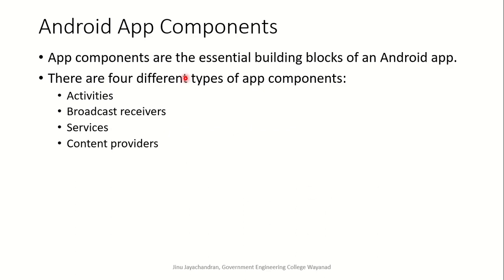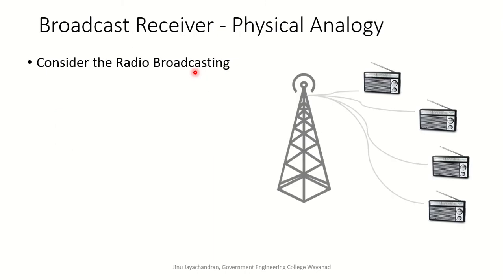As we discussed in the previous lecture, Android components are the essential building blocks of an Android app. There are four different types of app components: activities, broadcast receivers, services, and content providers. In this lecture, we are going to look at broadcast receivers.